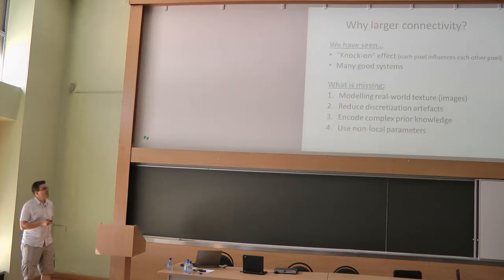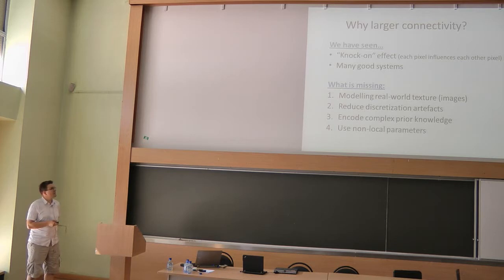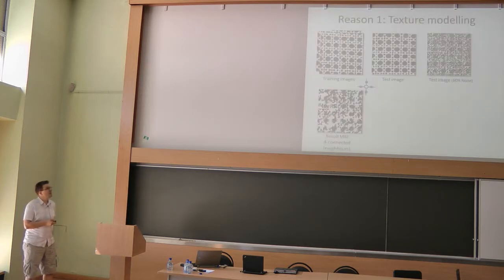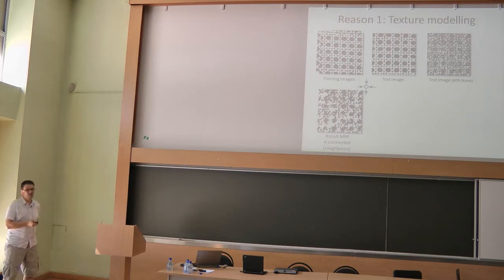So we've seen the knock-on effect in good systems, but what is missing? We'll go through four possible applications where highly connected MRFs have been used: modeling real-world textures, reducing discretization artifacts, which will be in stereo, encoding complex prior knowledge, or using non-local parameters. Okay, this first one here is more of a simple toy example, just to illustrate the effect of using higher connectivity.